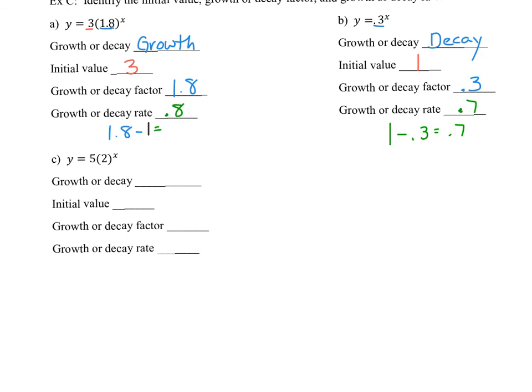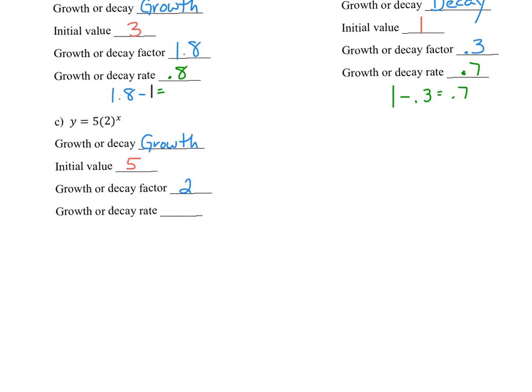Okay, last one. Growth or decay, what do you think? Growth. What's my initial value? 5. What's my factor? It's 2. Okay, so this one's a little bit funky. I know it's growth, it's going up, right? So what's my rate? How do I go from 1 up to 2? Well, I always take my factor and I minus 1 from it. So really my growth rate is 1, meaning 100%. It doubled, right? That's why that 2 is there.